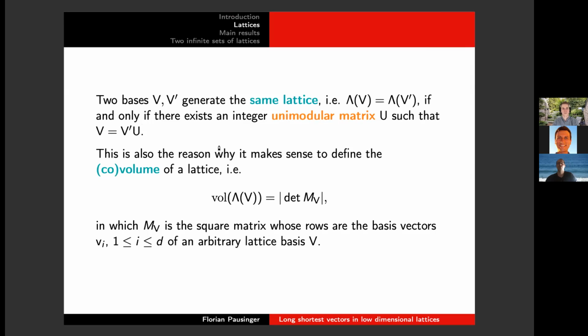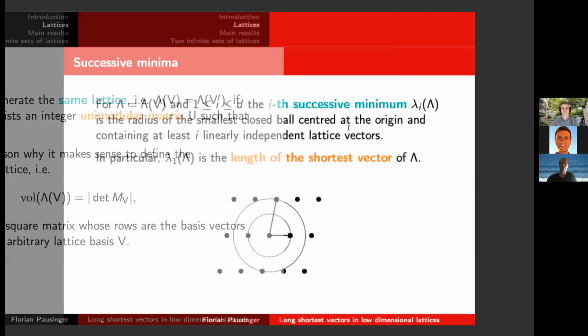Now, this property motivates us to define the so-called co-volume of a lattice, which is simply denoted as the volume of the lattice generated by V, and which is just the determinant of the matrix of the basis vectors. So this M_V is just the square matrix whose rows are the basis vectors. And this is a characteristic quantity of each lattice, which is independent of the particular basis that one chooses because of this unimodular matrix with which you can switch between bases.